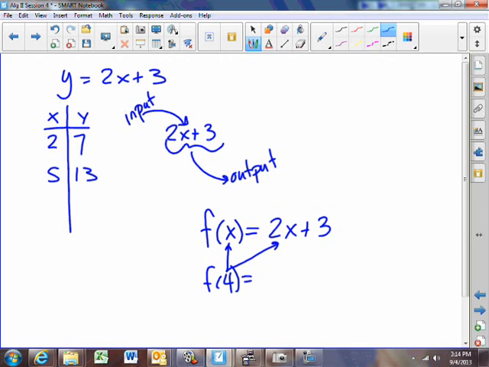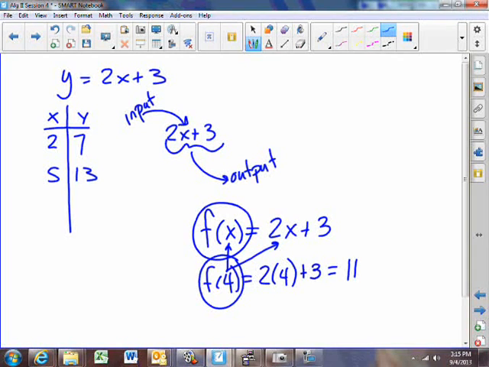So f of 4 would be 2 times 4 plus 3. Now 2 times 4 is 8, plus 3 is 11. So we would say f of 4 is 11. Now that would mean the ordered pair 4 comma 11 was an element of that function. But this notation right here, the f of x notation, is just kind of rich with meaning, and it's a very efficient notation, and we'll be using that throughout the year. So you need to get used to that.